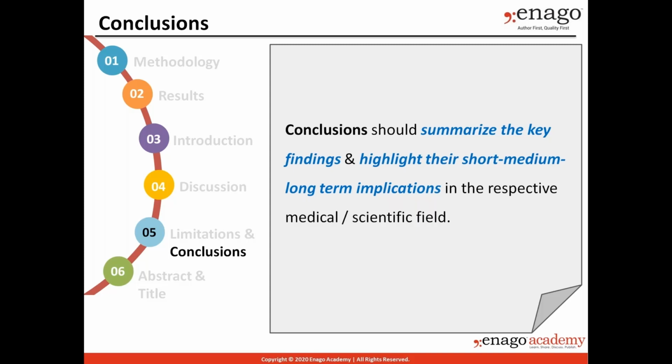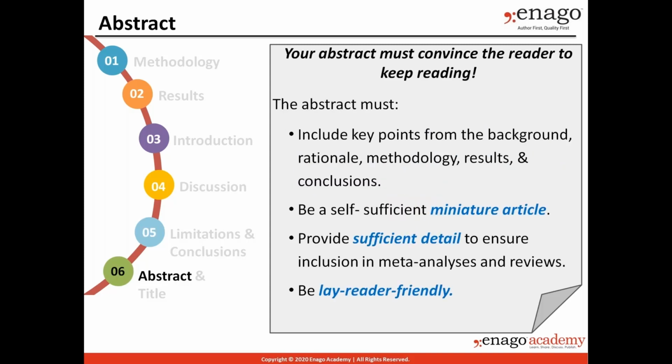And then we come to putting together the abstract and then the title of the manuscript. The abstract must convince the reader to keep reading, so the abstract is a very important part of your manuscript. It needs to include all the key points from the background, the rationale, methodology, results, and conclusion. So in a way, it is a miniature article that needs to fit into a few tens of words or even hundreds of words, depending on the different journal. Again, make sure that you read the journal's instructions on how many words can be included in your abstract or how many characters, and be very careful not to write more than that.